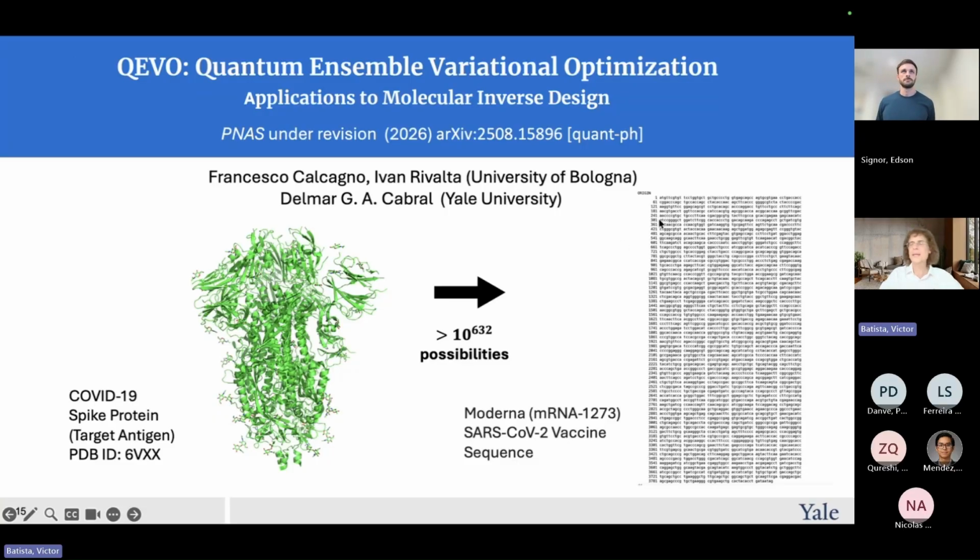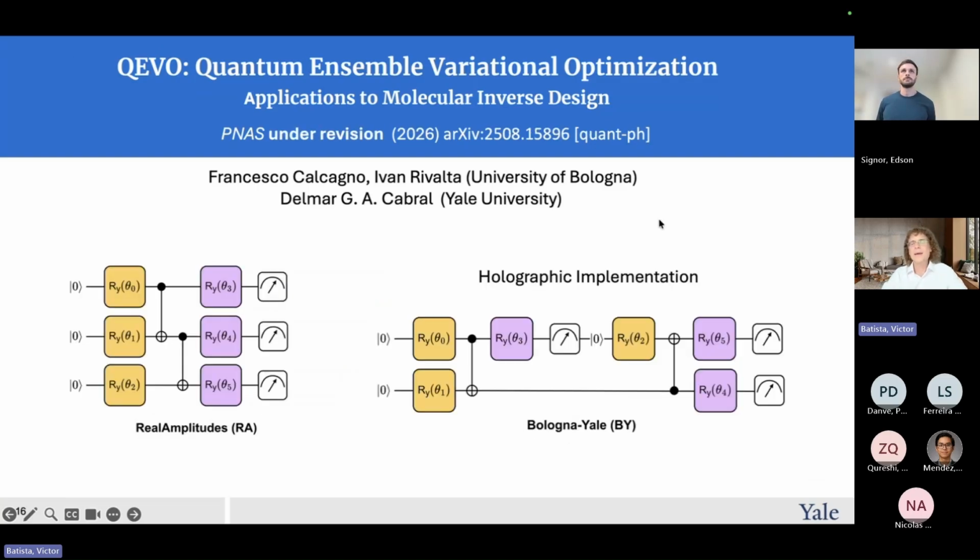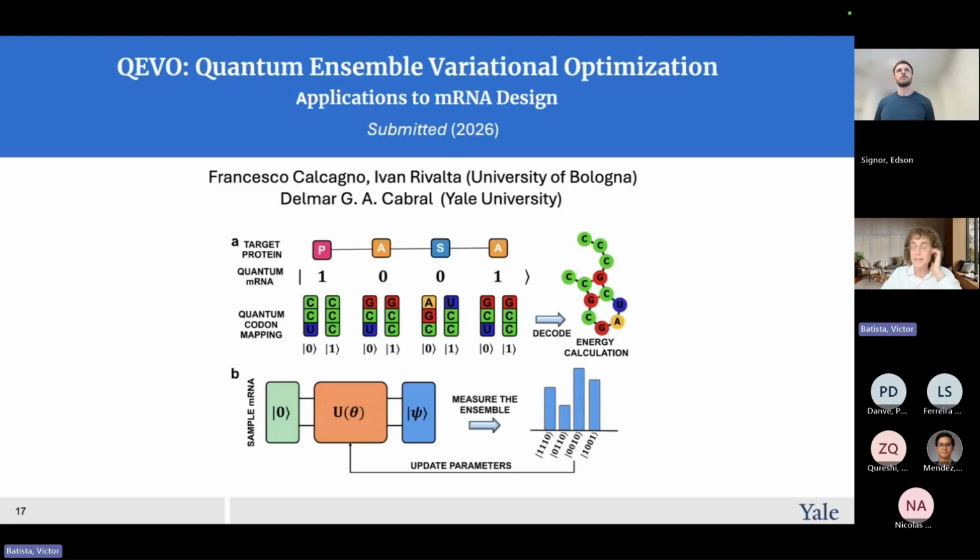So what we need is many qubits. But instead of using many qubits or many qmodes, what we have developed here is what is called a holographic implementation, where we can repurpose some of the qubits or qmodes by measuring them at an intermediate point of the circuit and resetting them according to the representation of other elements of the circuit. So that is the holographic approach as applied to the novel design of these messenger RNA sequences.